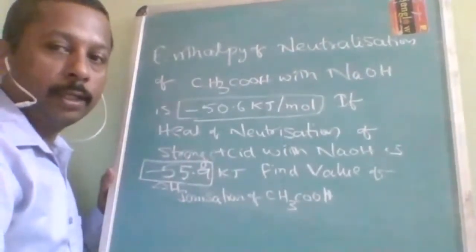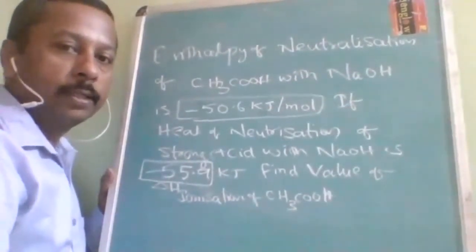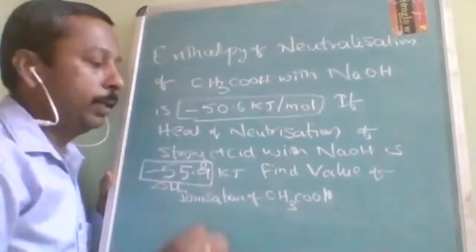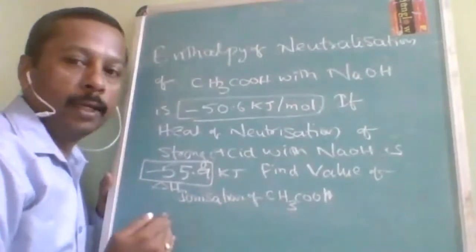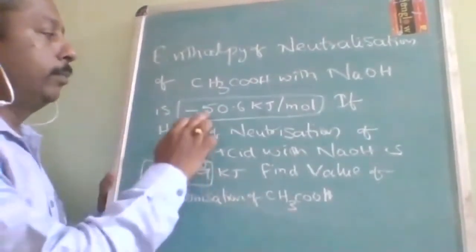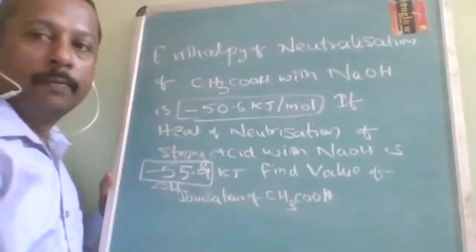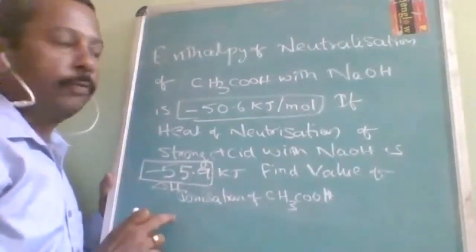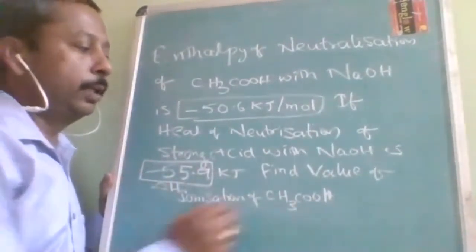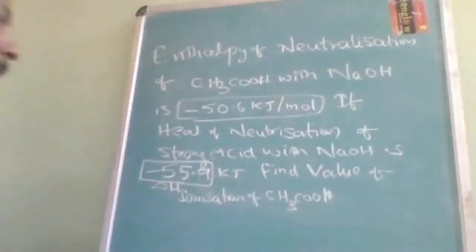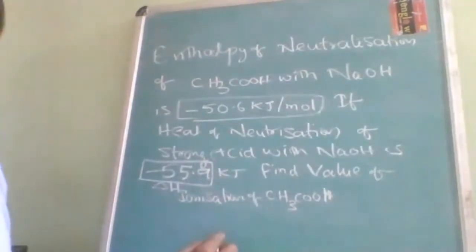It shows that all the energy released is not completely available. It is sometimes utilized in the backward direction. How much is utilized? 55.9 minus 50.6. That is utilized in the form of ionization. So the answer will be 5.3.